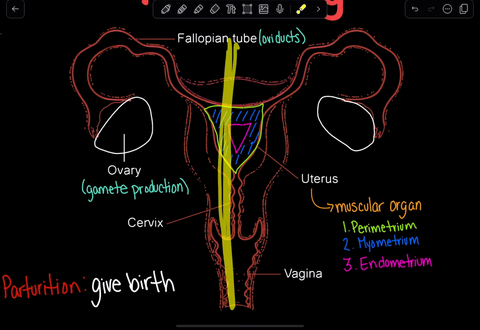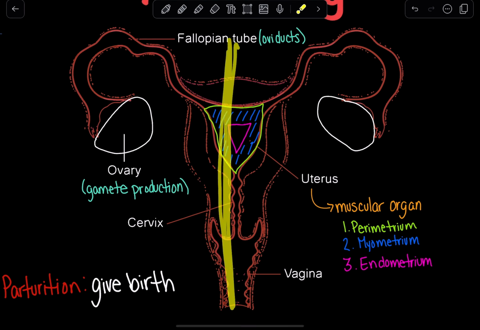Now, when we talk about where implantation will occur, it will occur in the uterus. But we know that fertilization occurs in the fallopian tube. And if implantation were to occur in the fallopian tube, that would be referred to as an ectopic pregnancy. So that's an ectopic pregnancy. And that zygote will not survive for a long period of time because it will be constricted by space. So in the fallopian tube, we see fertilization, but implantation must occur in the uterus for successful zygote development.